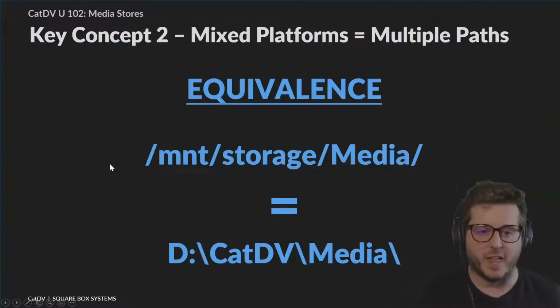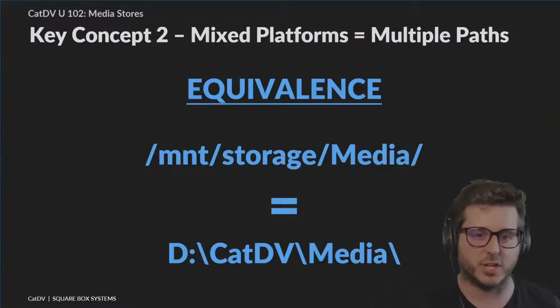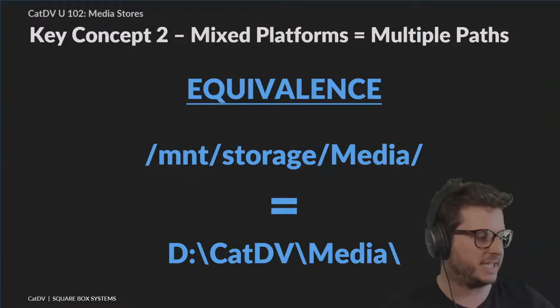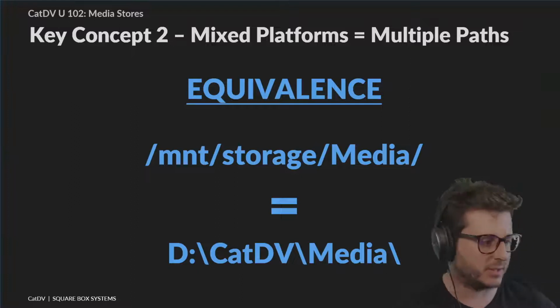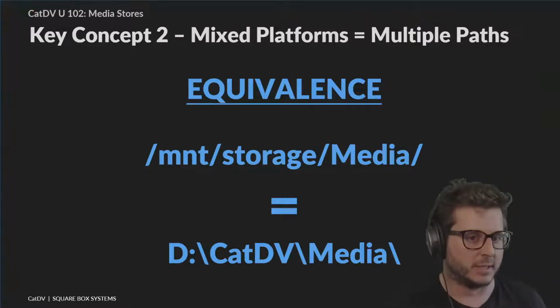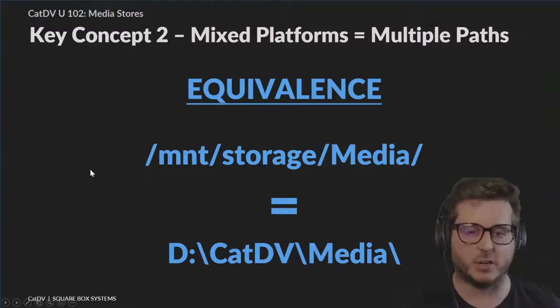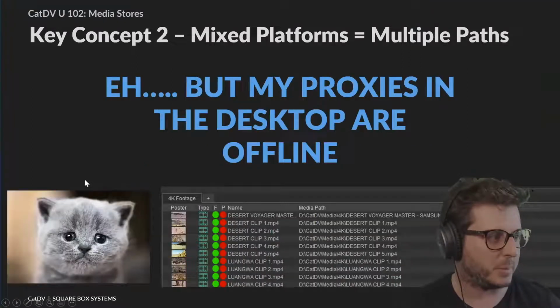Just to reinforce that, what we've done there is we've defined some equivalents. So we've said that mount storage media has an equivalent path of CatDV media in my system. As I say, ordinarily that bottom one would be a UNC. So we've defined some equivalents. So key concept 2, mixed platforms need multiple paths.